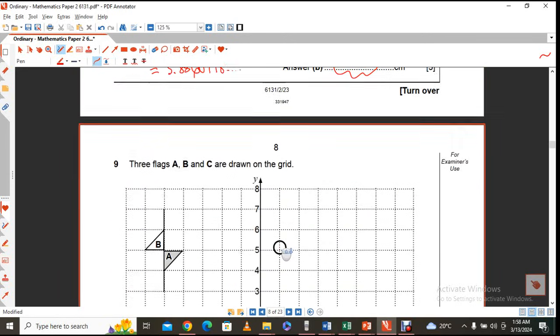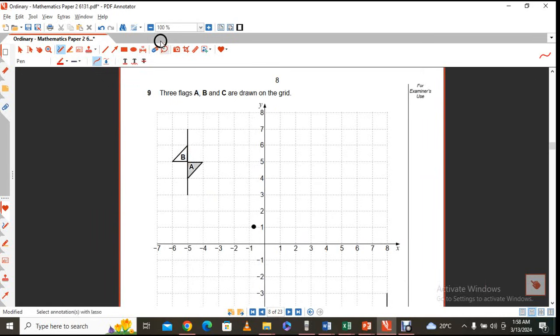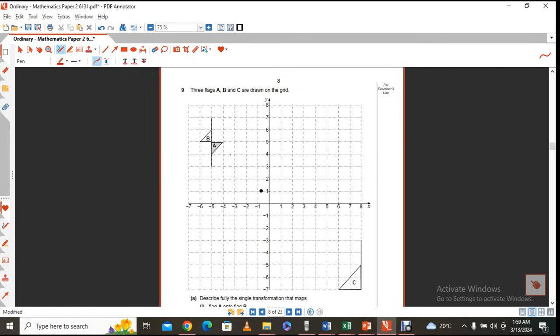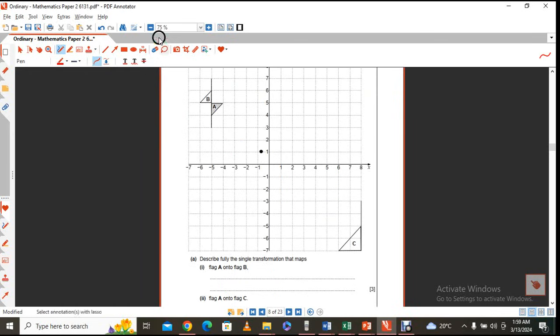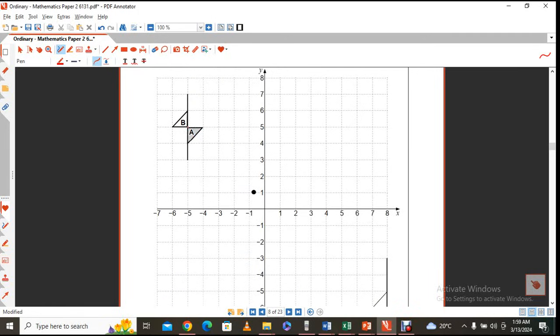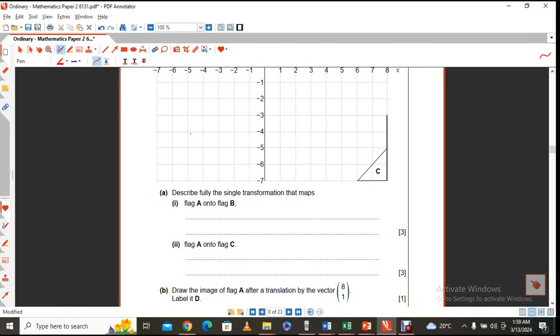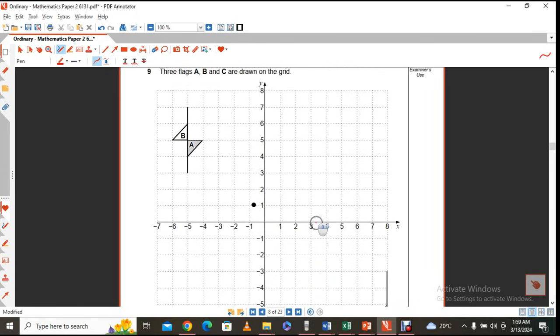Good, that takes me to question number 9. Since it's a diagram, I'm just going to reduce it so that it can fit. It says that 3 flags A, B, C are drawn on the grid. Describe fully the single transformation that maps A onto B. If you look at A onto B, you can see the center is negative 5, 5, and every part is exactly 180 degrees away from that. So this one here is nothing but a rotation. So you'll say rotation, and it's 180 degrees, and you don't have to say clockwise or anti-clockwise because it will arrive at the same place. The center is negative 5, 5, and that's how you get your 3 marks for that.